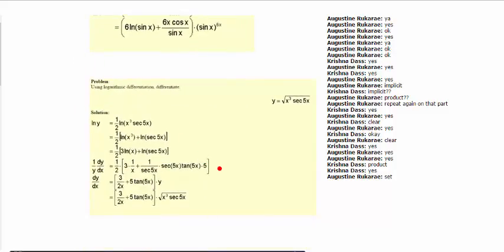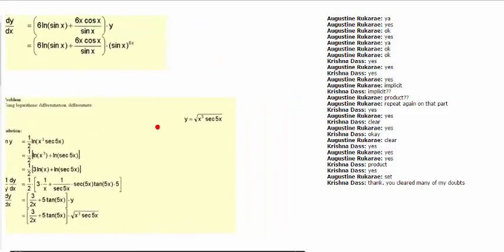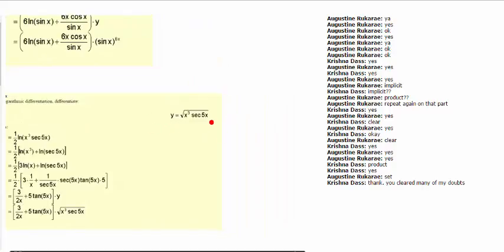So now, let's look at the last example over here. So now we have to solve this particular question, right? Okay, I think I have started with the solution already. Okay, this is the question. Sorry for that. This is the question given to you, which is y equals the square root of x cubed secant 5x. That's the original question given to you.